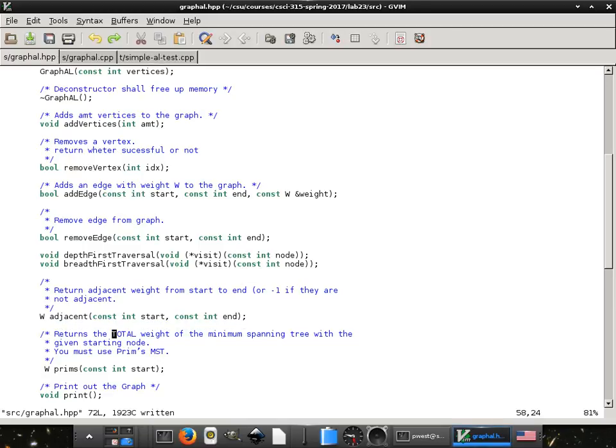Returns the total weight of the minimum spanning tree with the given starting node. You must use Prim's minimal spanning tree algorithm. So this is just looking for the total weight at the end. So you can throw everything else away. I'm just looking for the total weight when you're done.